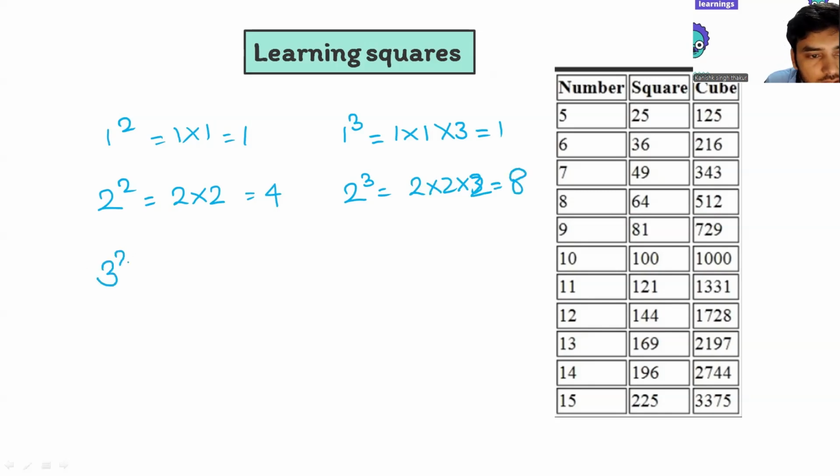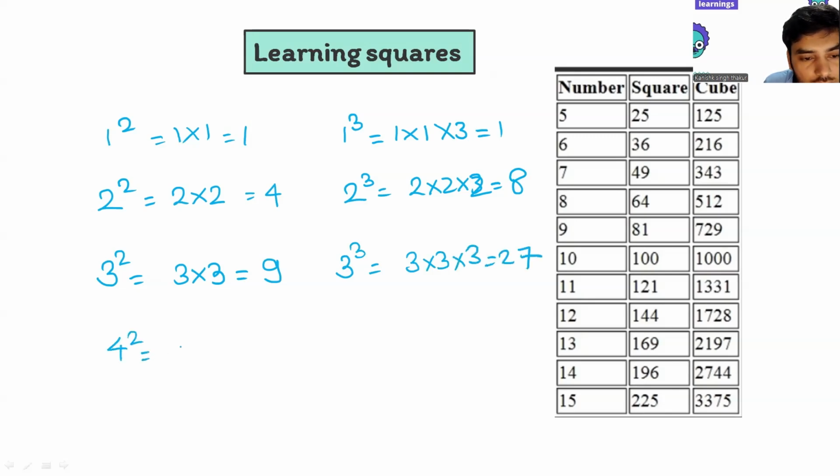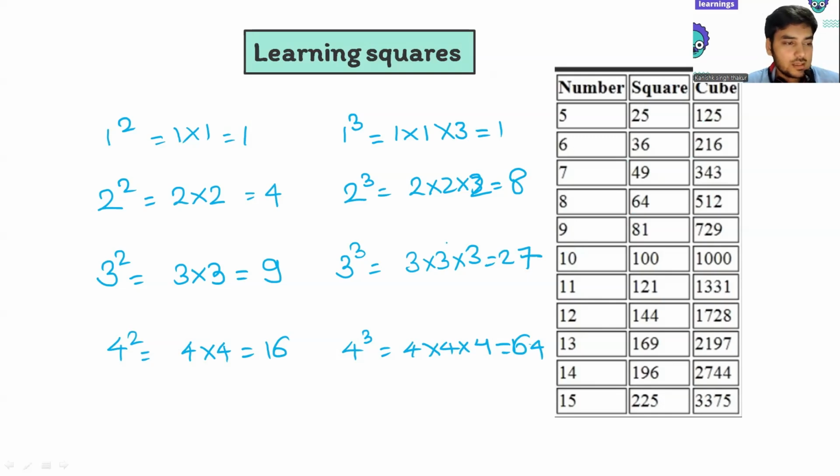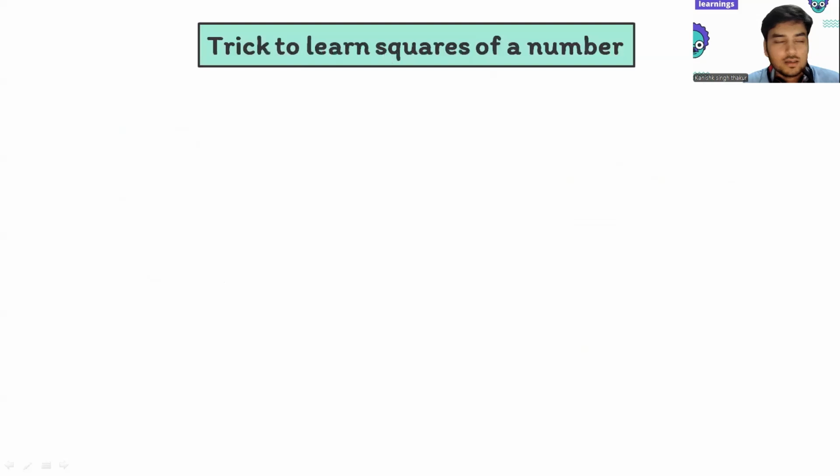Same way, 3 square is what? 3 multiplied by itself 2 times. So that will give you 9. And 3 cube will be what? 3 times 3 times 3. That will give you 27. Same way, 4 square would be 4 multiplied by itself 2 times. That will give you 16. And 4 cube will be 4 times 4 times 4. That will give you 64. The rest of the numbers more than this, the cubes are written over here. Okay. Now let's go ahead and learn some tricks.